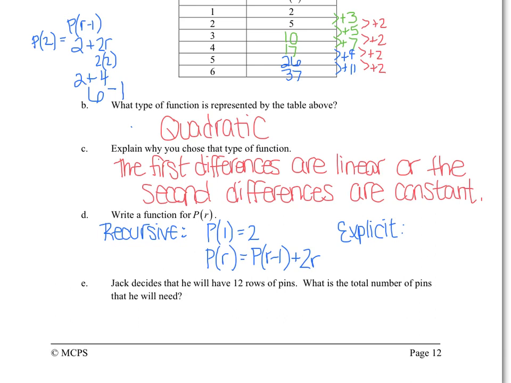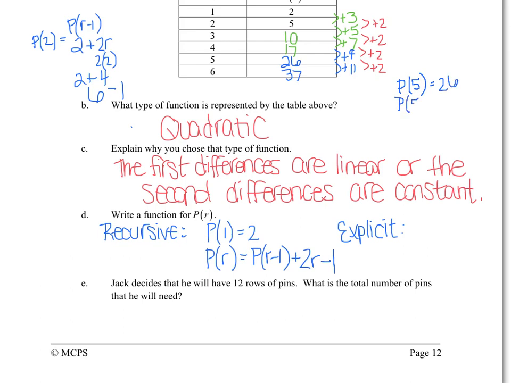So I'm going to take my p of r minus 1, and I'm going to add to it whatever my common difference is, 2 times r, and I'm going to take away 1. Let's double check to see if this works. Let's take p of 5, for instance. P of 5 needs to equal 26.